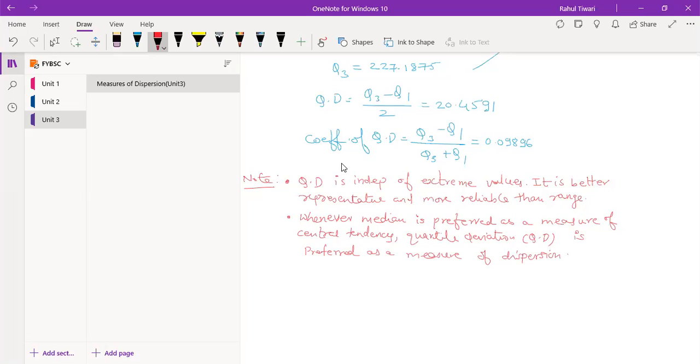Are you getting the point? So whenever you are saying that median is the appropriate measure of central tendency, quartile deviation will be suitable as the measure of dispersion. I may not use range in that scenario. But when you are saying the mean is the appropriate measure of central tendency, then for dispersion you need to find some other technique, not quartile deviation. Quartile deviation fails in that scenario. Just remember these very important concepts.